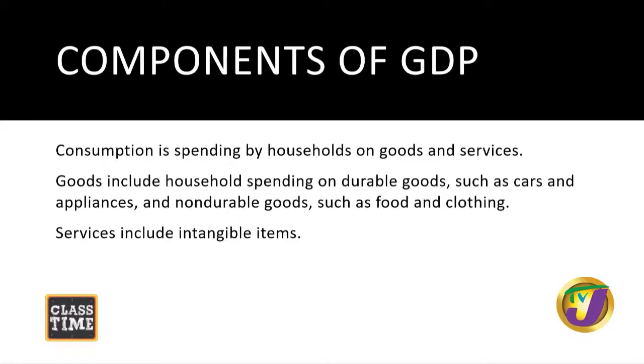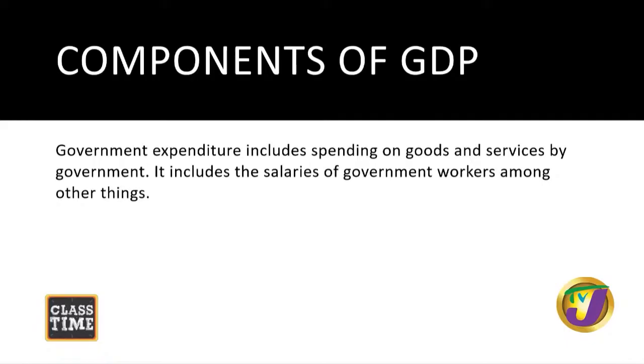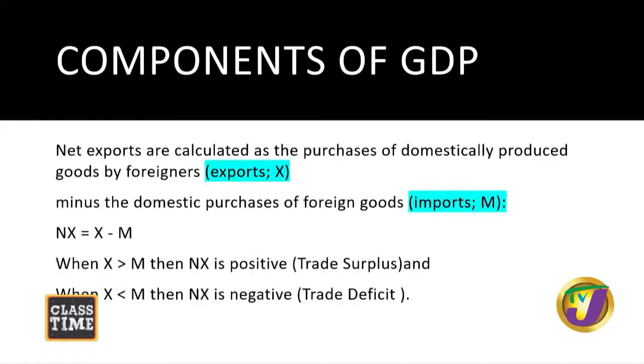Now, consumption is spending by households, and this looks at spending on durable or non-durable goods, consumer goods. Investment typically looks at purchases of goods that will be used in the future to produce more goods. So it's wealth used to create further wealth, such as machines, computers, inventory, and structures such as housing. And government expenditure, I mentioned before, does not include welfare payments, but it would include things like salaries for government employees. Then there is net exports, which consists of making adjustments for exports and imports.